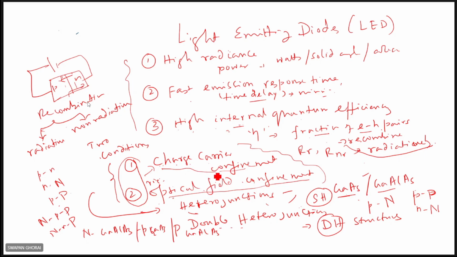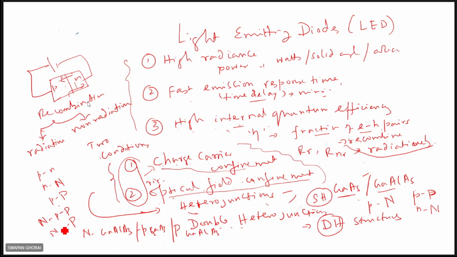How is charge carrier confinement possible in double heterojunctions? Because if you maintain the band gap differences, then more carriers can be confined. Here, in double heterojunctions, I'll just show you.